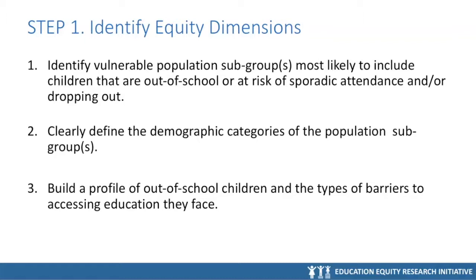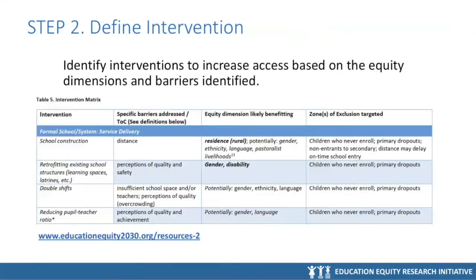So Daniel presented the Zones of Exclusion model, which is a model that we recommend projects use in building the profile of out-of-school children. We also aim to support projects by developing a tool that can ask local population members about reasons for attendance, non-attendance, irregular attendance, as well as about perceptions of quality and benefits of schooling.